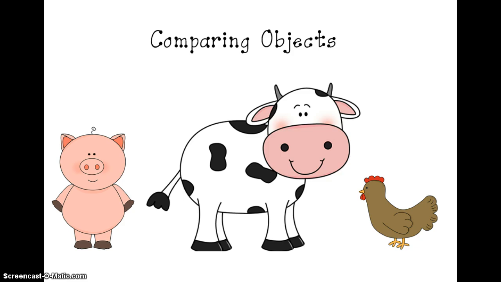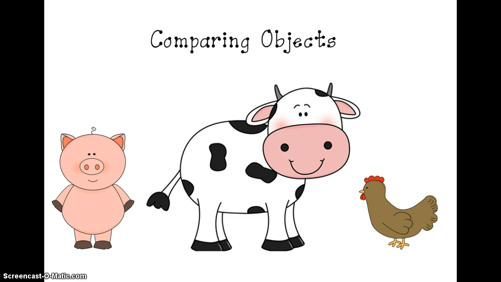In today's flipped classroom, we are going to talk about comparing objects. When you compare two things, you look for ways that they are the same and ways that they are different. Today, when we talk about the ways that things are the same and different, we are going to be talking about their size.